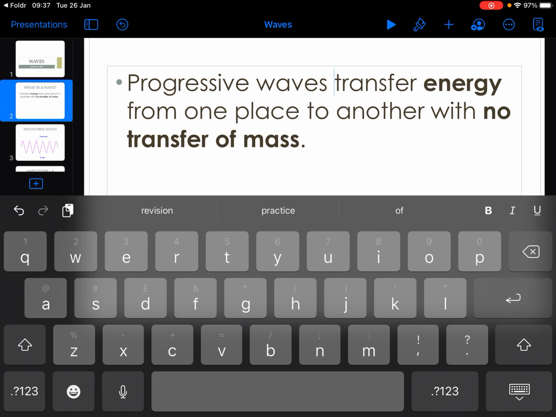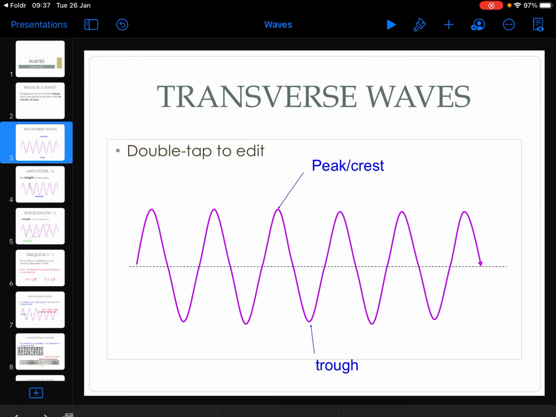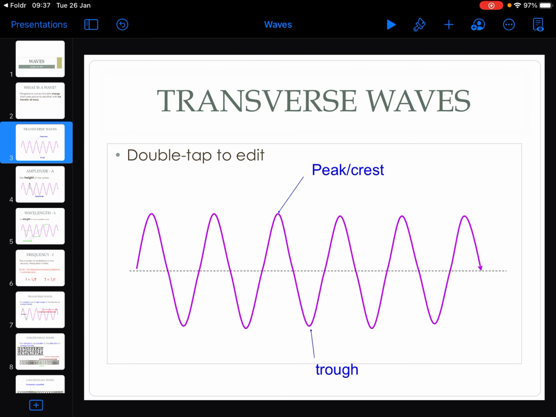Progressive waves, that's what I was looking for. Transfer energy from one place to another with no transfer of mass. And you need to know that definition because it's very handy. So, general bits about waves.